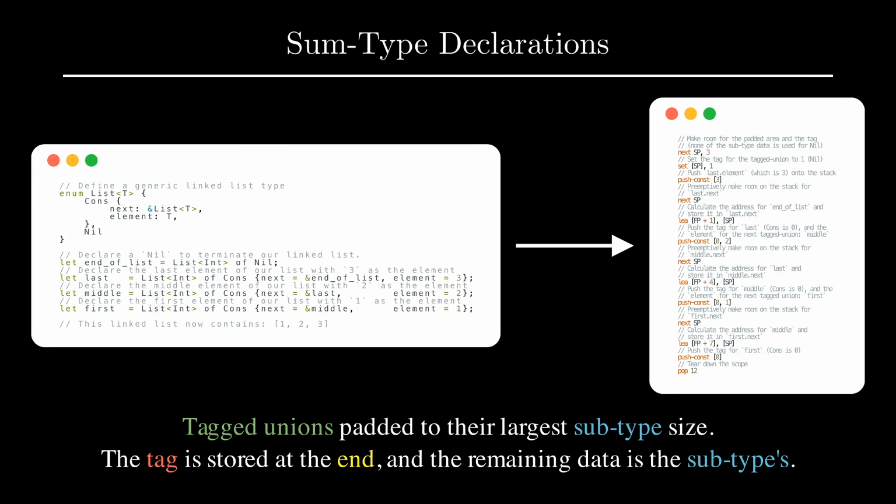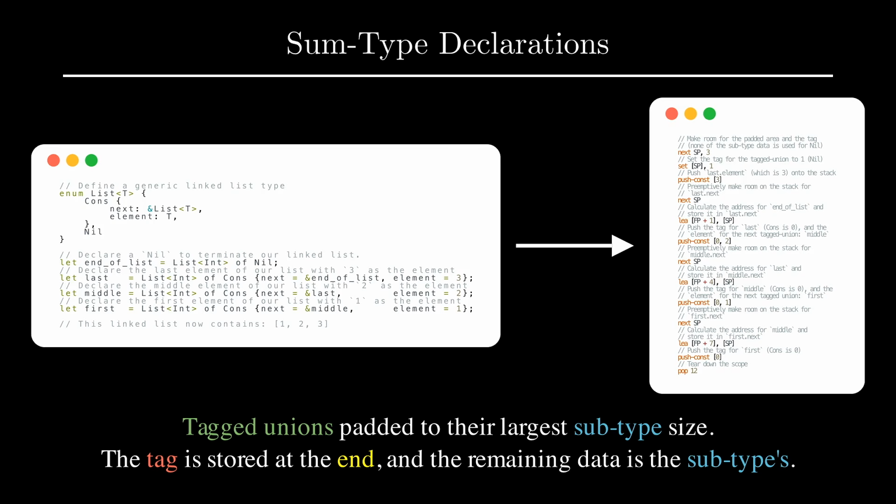First, the compiler allocates space for our first variable, end of list. This variable is a nil list value. The size of each list value is 3 cells, because the largest subtype cons requires 2 cells for its field, and we store the tag in the last cell at the end. The compiler allocates 3 cells for the nil value, and stores the tag 1 in the last cell. Tags are also sorted in alphabetical order, so cons will have a tag of 0.